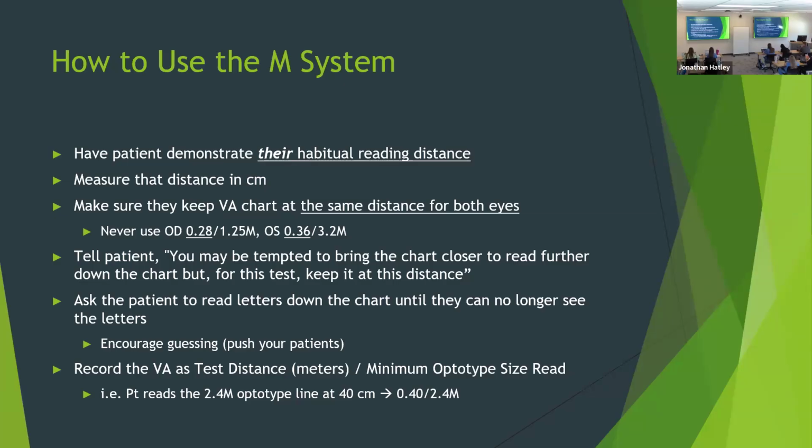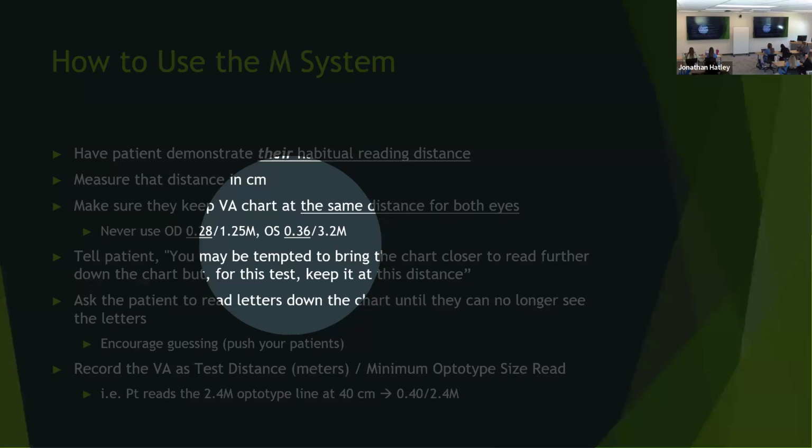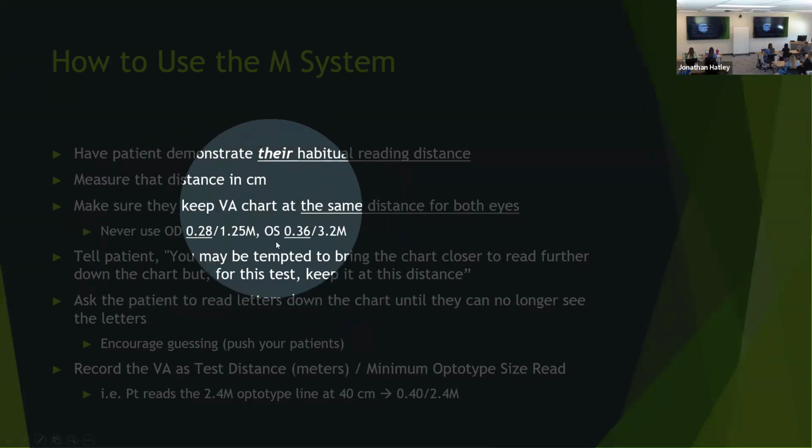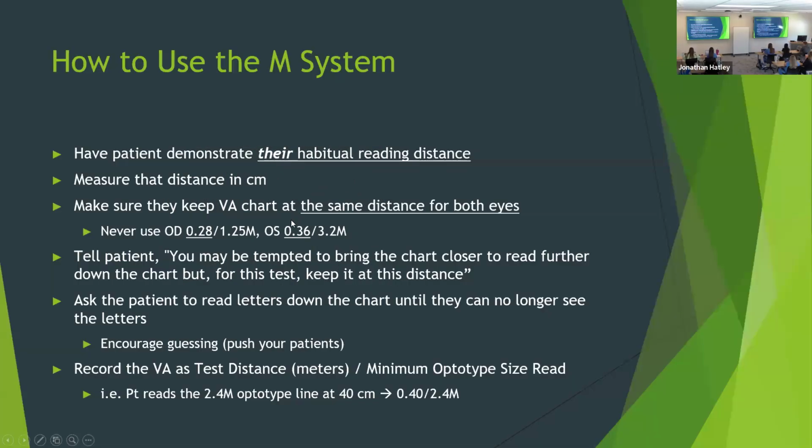The other thing is that you don't want to change this distance between eyes. So if you're testing the right eye first and they hold the card at 38 centimeters, you move it over to the left eye and they try to move it, you can't allow them to move it. Otherwise, it makes it difficult to compare, at least just straight across without converting. And so we typically make them hold it back at that 38 centimeter working distance, as in this example. So we don't want to do this: 28 centimeter distance for the right eye, 36 centimeter distance for the left eye. We don't want to do that. We want to have it at the same distance for each eye.